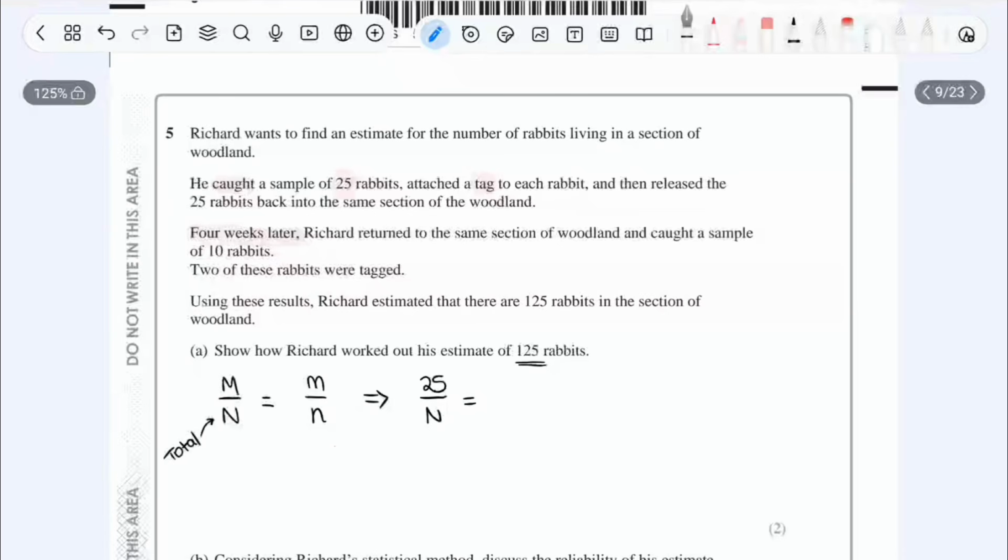Now we need to try and find lowercase n. This is the number in the second sample. And we can see here, 4 weeks later, Richard returned to the same section, and he caught a second sample of 10 rabbits. See what I mean by reading between the lines, because it doesn't say second sample, but you need to interpret it as he returns. That means it's going to be the second sample. So our lowercase n is going to be 10. And then our lowercase m. Now lowercase m is the number in our second sample that was originally tagged, and that number here is 2.